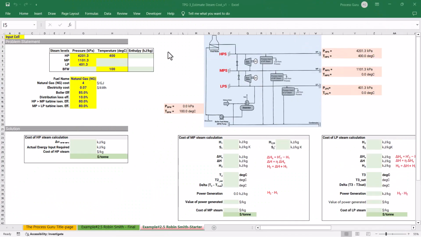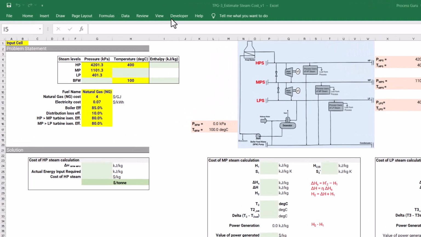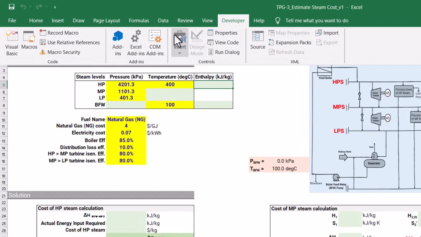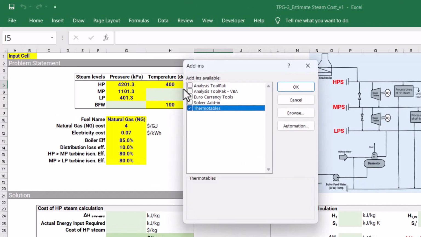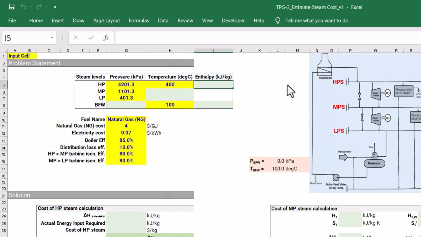Before we start solving this example on the Excel platform, I just want to let you know that in our Excel, the steam table add-in is already activated. You can see that it is an Excel add-in, this thermotables. This is the add-in that I showed you in our previous video, how to download this particular add-in from the internet and how to install it. So right now it is in activated mode. Because of this, we can now access the thermodynamic formulas to calculate enthalpy and entropies.